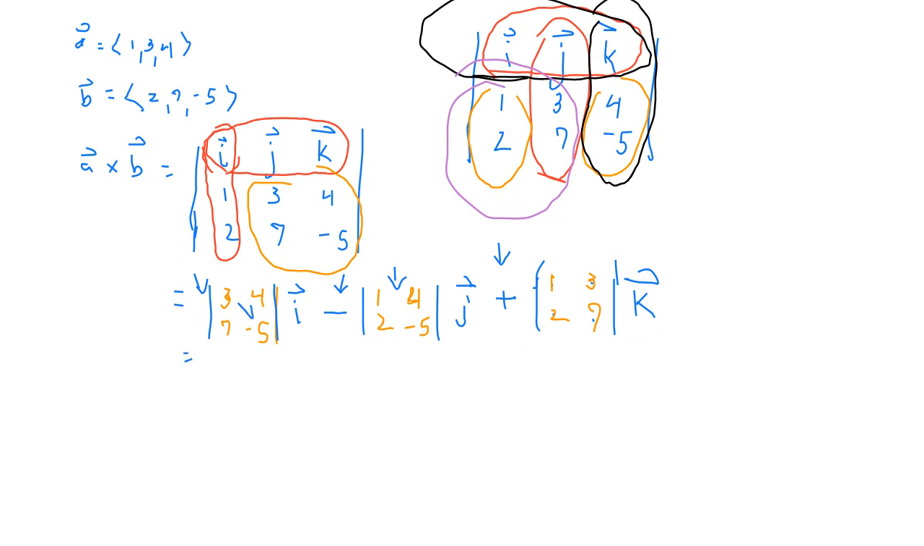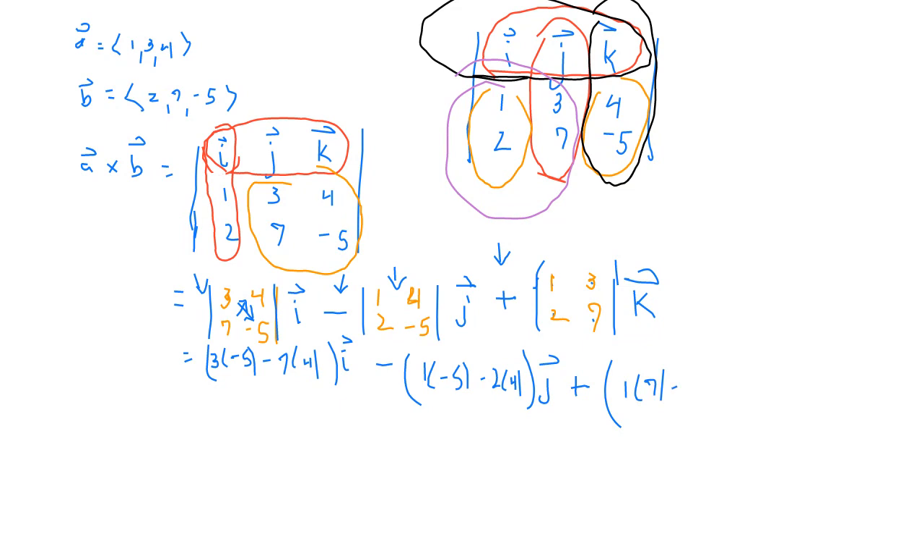So of course, we got to compute the determinant. So this determinant, well, that's 3 times negative 5 minus 7 times 4 times I, minus, okay, the next determinant is going to be 1 times negative 5 minus 2 times 4 times J. And then the last determinant is 1 times 7 minus 2 times 3 times K.